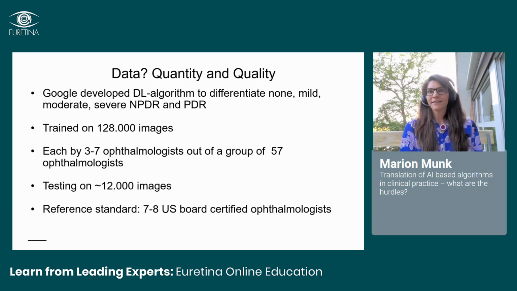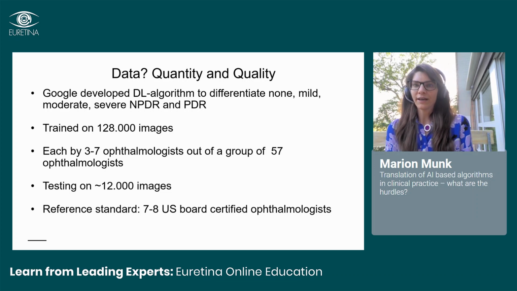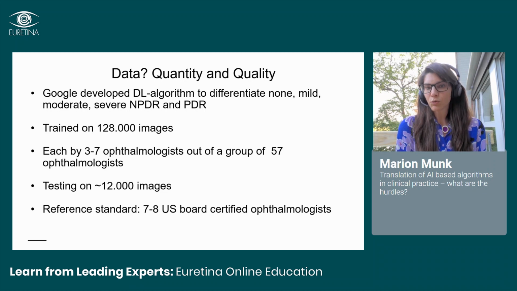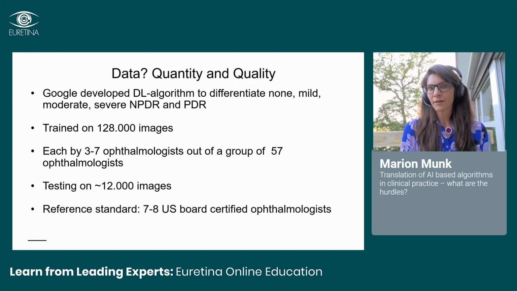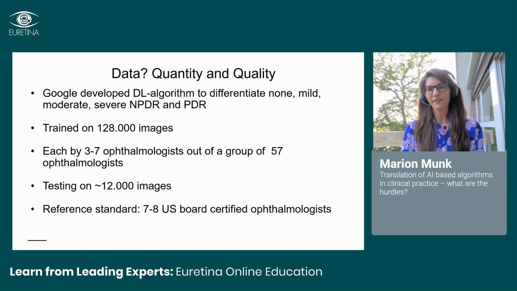So for example, this is one example of an algorithm Google developed, similar to the IDx-DR algorithm, to differentiate no, mild, moderate, and severe diabetic retinopathy and proliferative diabetic retinopathy. For example, this algorithm used 125,000 images, so this was an accurately trained algorithm. And this was about the quantity.